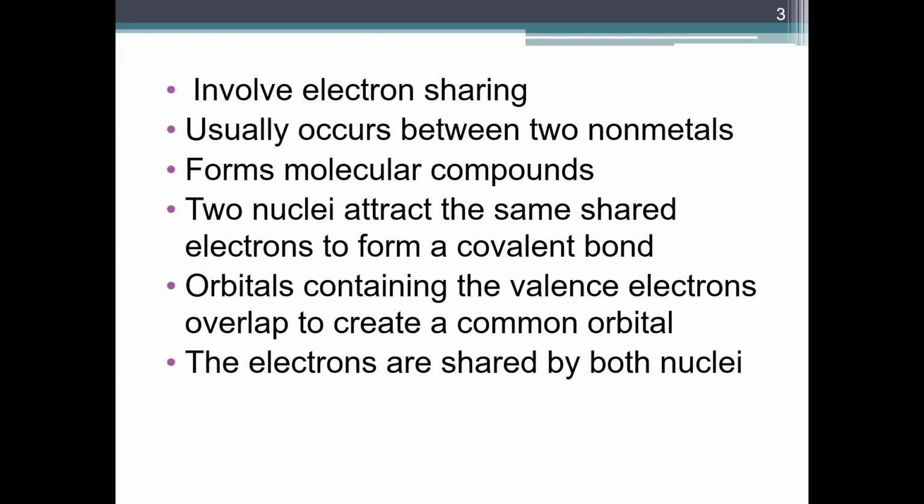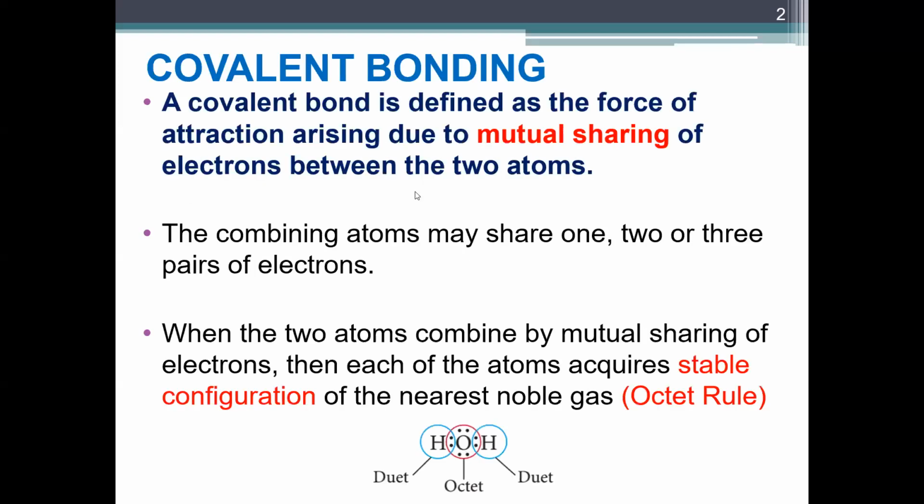The orbitals that contain the valence electrons will now overlap. Atom A has its electrons in the orbitals of the valence shell. Atom B also has valence electrons in another orbital. These 2 orbitals can now overlap and give us a common orbital, so they share a common orbital. As you can see in the previous example, there's an overlap. The valence electrons of hydrogen are in the blue circle, while those of oxygen are in the red circle. And you can see an overlap.